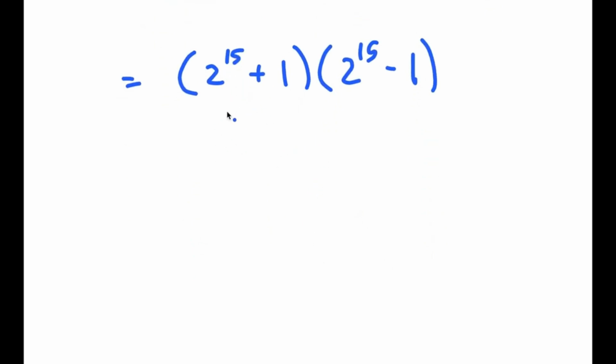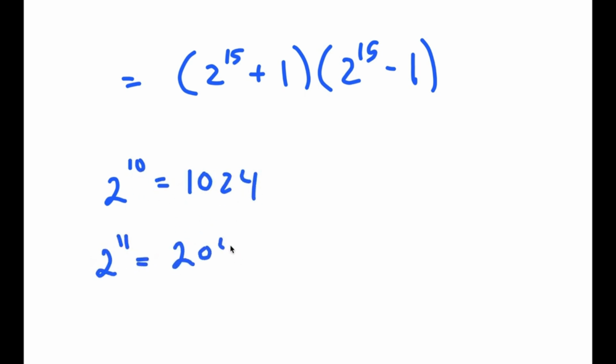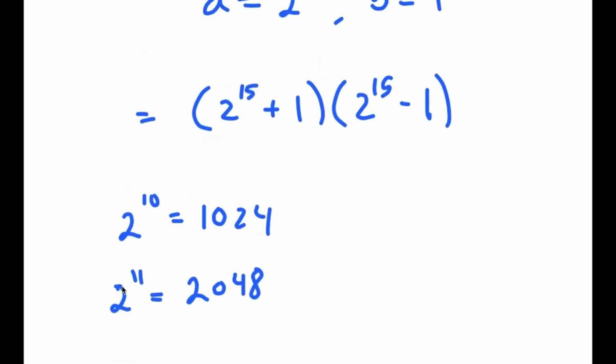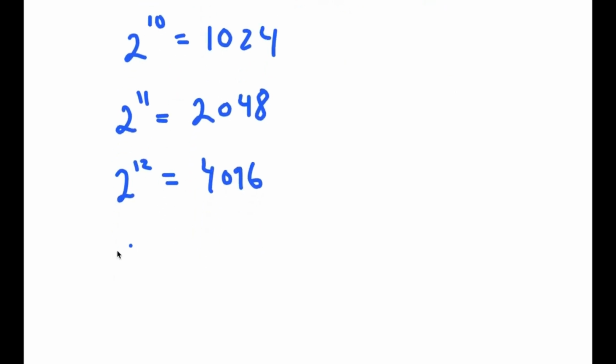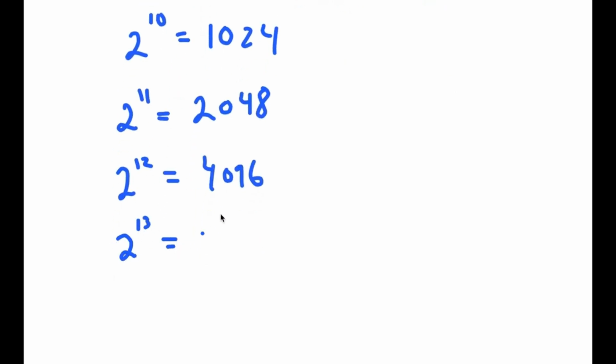Now, 2 to the power of 15, well, what's the value of that? Well, 2 to the power of 10 is 1024. So 2 to the power of 11 is double of 2 to the power of 10, which is double of 1024, which is 2048. Now 2 to the power of 12 is double of 2048, which is 4096. 2 to the power of 13 is double of 4096, which is 8192.